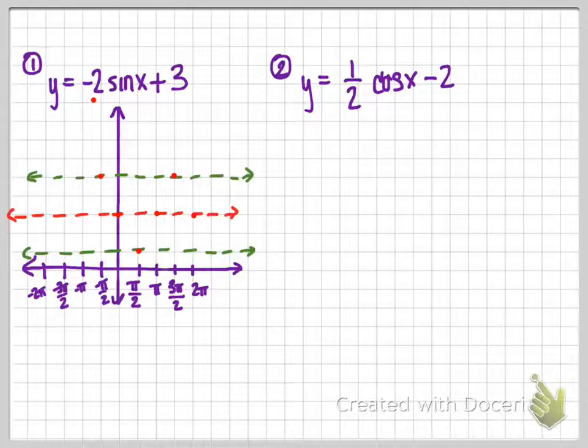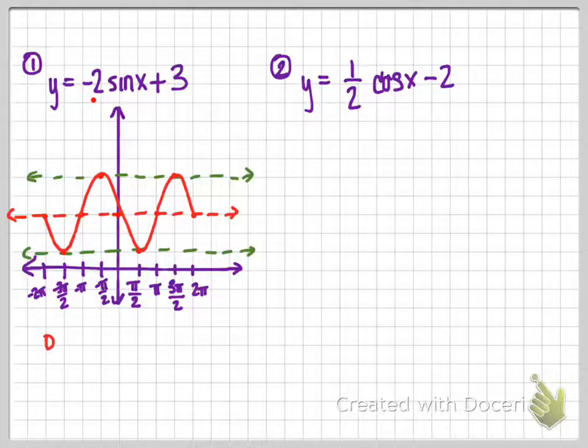Okay, I'm going to go up to the max, to 0, to minimum, and then to 0, and now I'm ready to connect the dots. So connecting the dots, I do have a nice neat sine curve, just like that. Okay, and I'm done. We can talk about domain and range here.